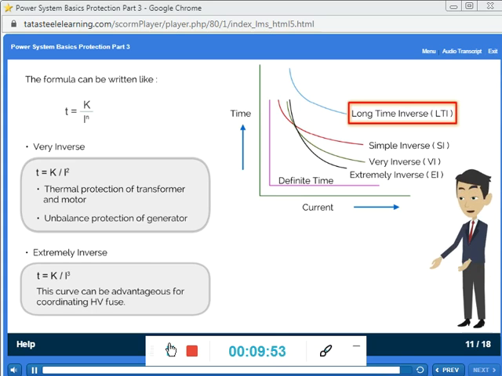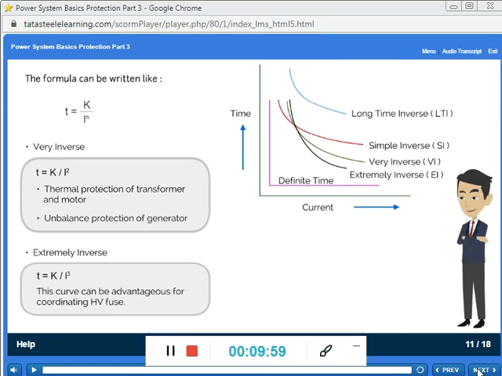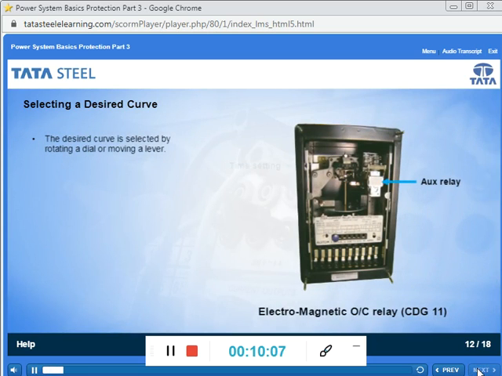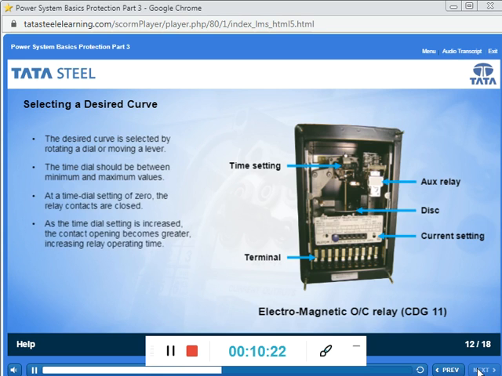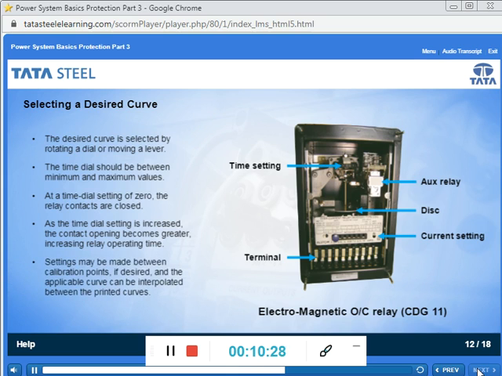Next, we shall look at how to select a desired curve when setting time. In the time setting, the desired curve is selected by rotating a dial or moving a lever. The time dial should be between minimum and maximum values. At a time dial setting of 0, the relay contacts are closed. As the time dial setting is increased, the contact opening becomes greater, increasing relay operating time. Settings may be made between calibration points, if desired, and the applicable curve can be interpolated between the printed curves.